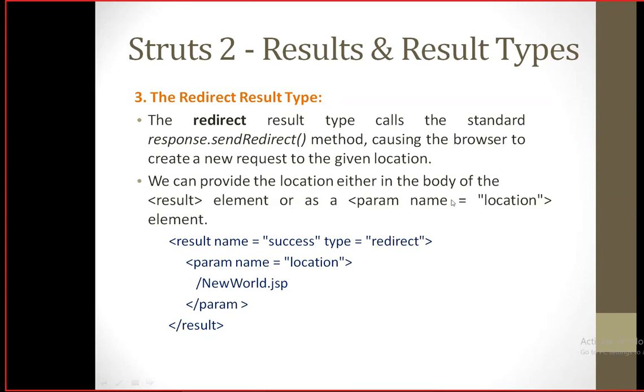Fine. The mechanism which we follow when we are using the redirect type: definitely in the type field of the result tag, we'll have to specify redirect as the type, and then using the param tag, we are going to specify the name of the success page, whatever it is, right?